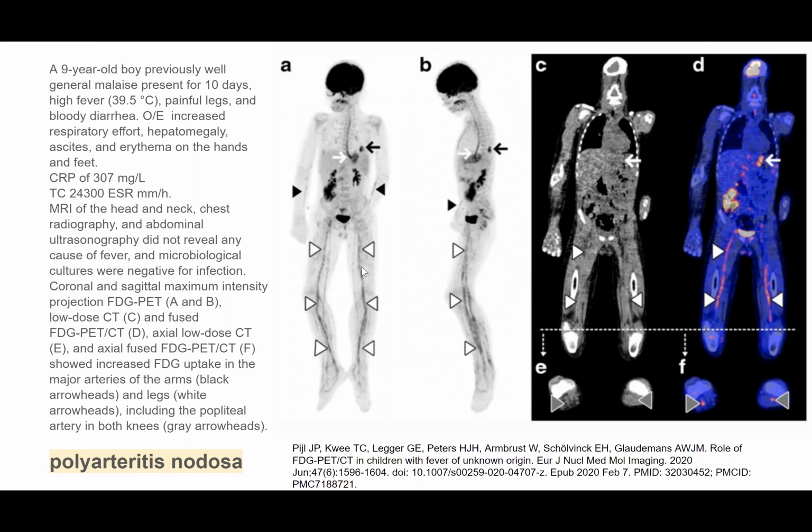So these are the vessels. And from the continuity, you can tell that this is not the bone. Knee joint area, you can see, no? It is continuous, so you can tell that these are vessels. So FDG PET is showing a lot of uptake in these major arteries, and this is polyarteritis nodosa. The child responded to steroids.